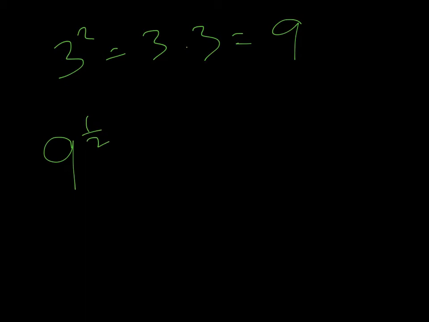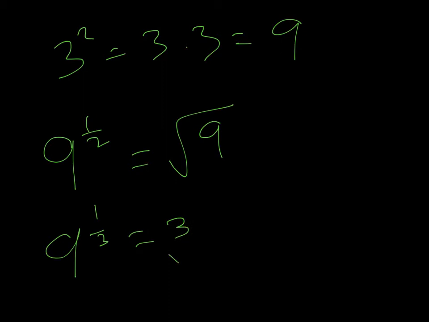So these are called rational exponents. Recall that 3 squared means 3 times 3, and that equals 9, right? And you can write the same expression using rational exponents. So you would write 9 to the 1/2. I think I touched on this a while ago. This is the same as the square root of 9, just like 9 to the 1/3 is the same as the cube root of 9, right?